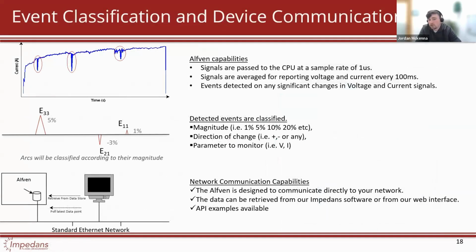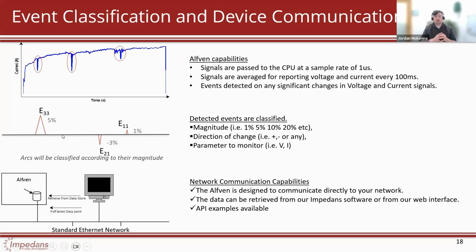But how does it characterize these events? Well, the Alphen has, as we mentioned before, a sample rate of 1 microsecond and a report rate of 100 milliseconds, where it's detecting any significant changes in voltage or current. What we have here is a small diagram showing an E11, an E21, and an E33. Basically, this is the way the Alphen will characterize the events. You can see E11 here only changed by 1%, E21 changed by -3%, and E33 changed by about 5%.